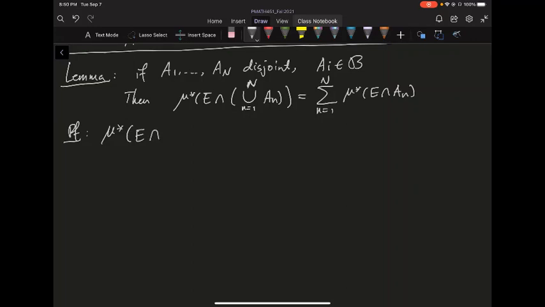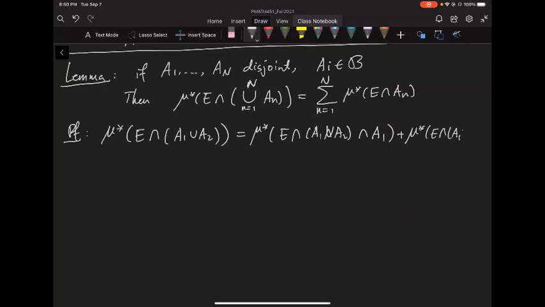So let's consider E intersect (A1 union A2). Well, I can break it into the part that's actually contained in A1 and the part that's not in A1. So this is mu star of E intersect (A1 union A2) intersect A1, and I treat this as a whole and I intersect the A1 part, and I do the A1 complement part. So E intersect (A1 union A2), but intersect A1 complement.